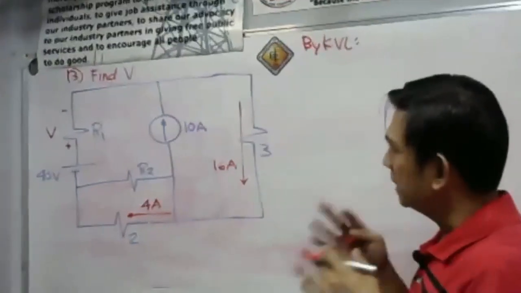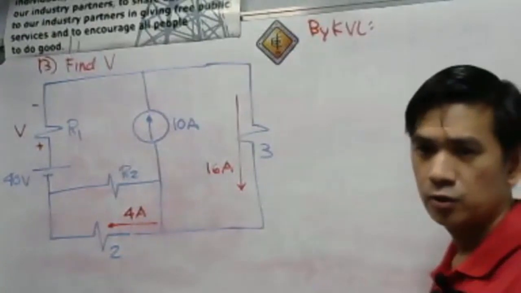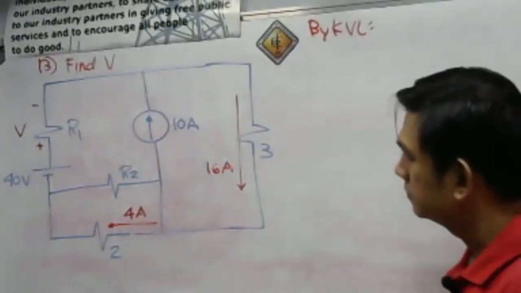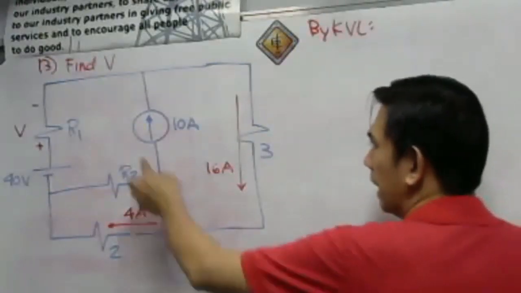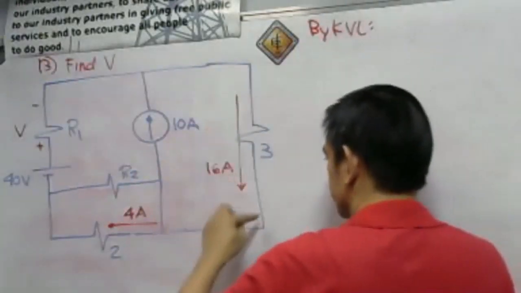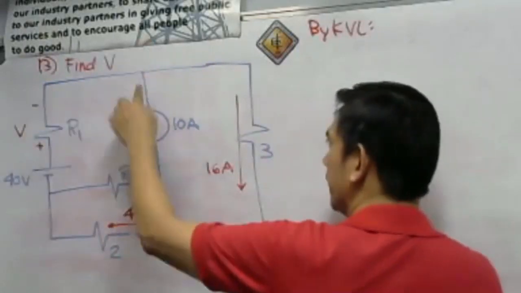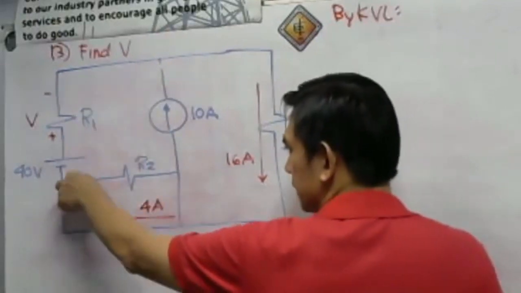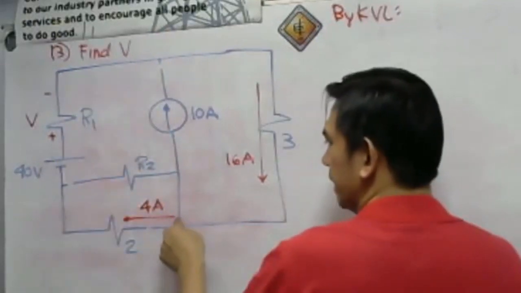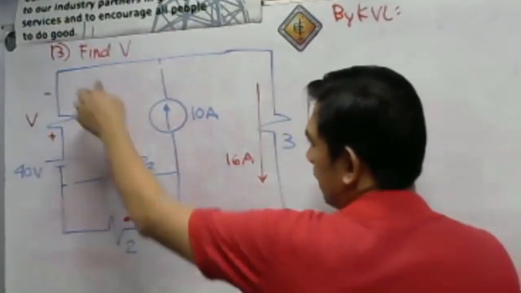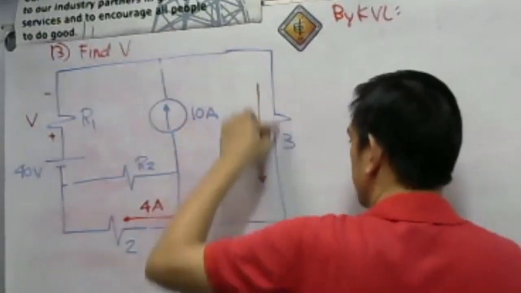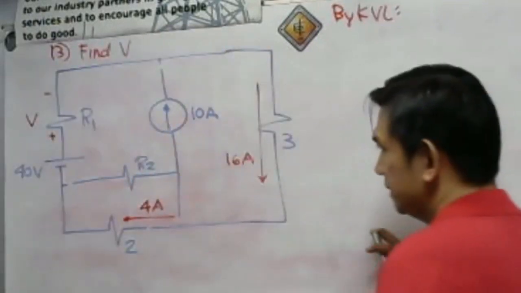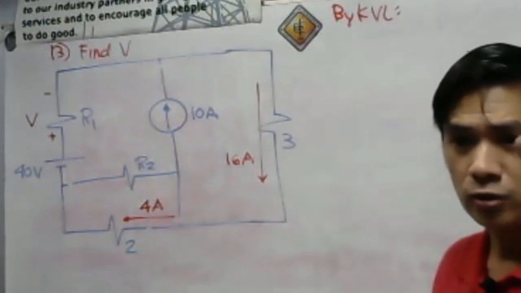I will just consider the outer loop. What do I mean? The outer loop. I will just consider this loop. Let us forget this 10 ampere. I will disconnect this R sub 2. I will disconnect this. So I will just have a rectangle here. I will just consider that as a single loop.